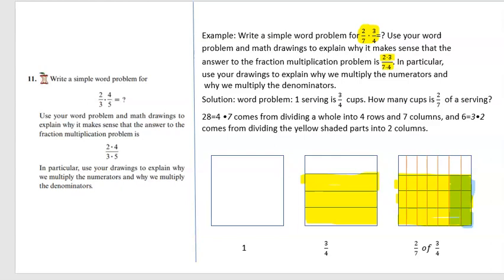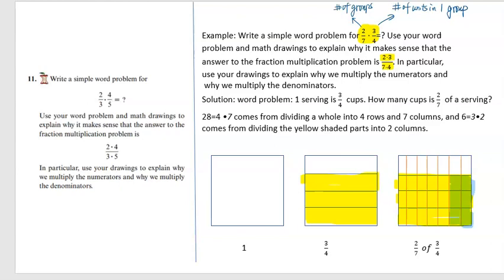So 1 serving is 3/4 cup. How many cups is 2/3 of a serving? So how do you come up with a word problem? How do we know which one is a cup, which one is a serving? Make sure you remember the definition of multiplication. The first one means the number of groups. And the second number, even though they are not whole numbers, the definition doesn't change. So it's still going to mean the number of units in one group.